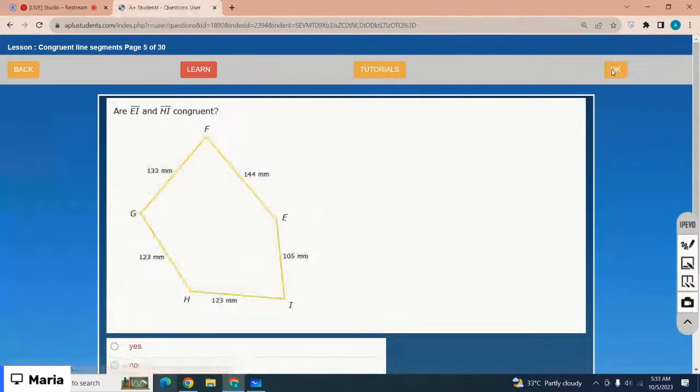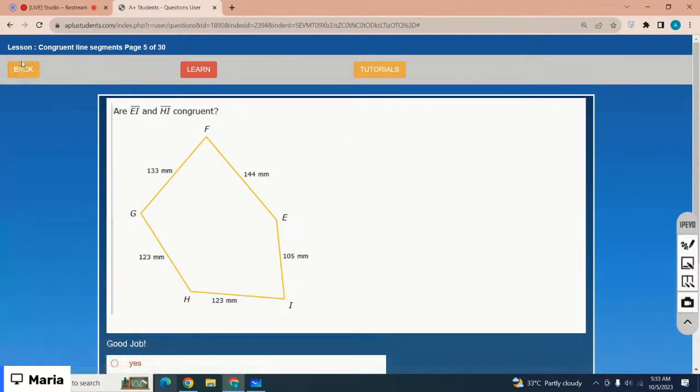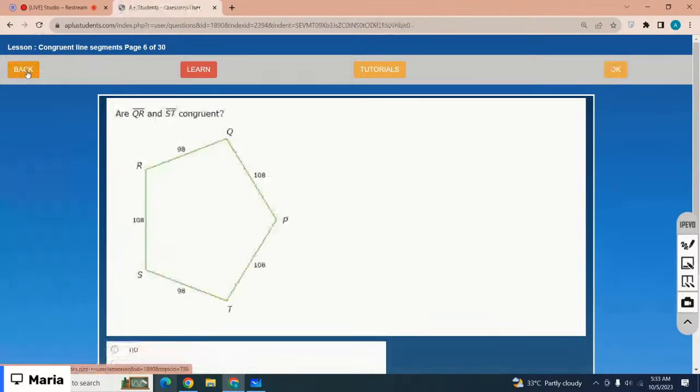Okay. Are GI and HI congruent? GI is 105 and HI is 123. No, they are not congruent, right? Okay, you can complete the lesson by yourself later today. Let's just move on to the next one.